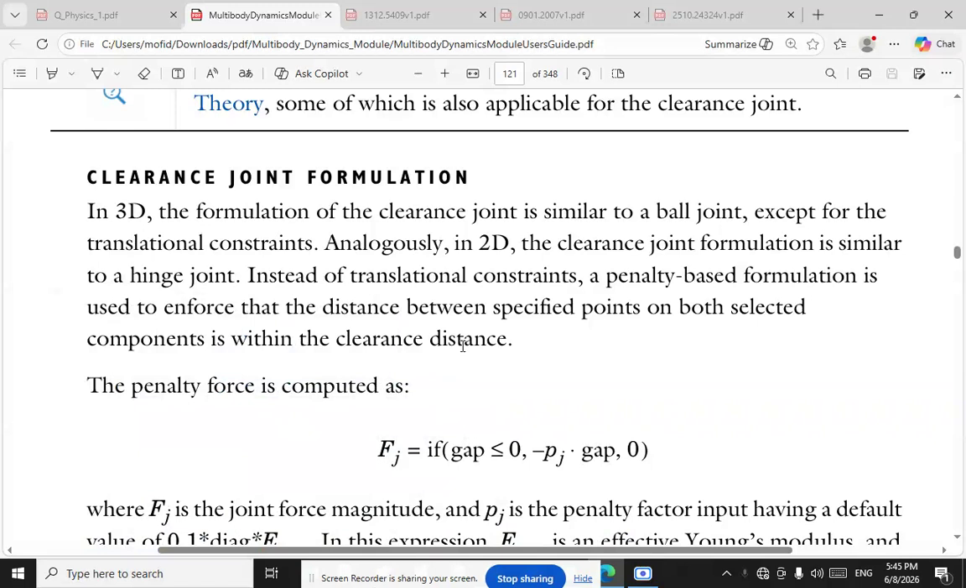The formulation of the clearance joint is similar to a ball joint except for the translation constraints. By analogy, in two dimensions the clearance joint formulation is similar to a hinge joint. Instead of translation constraints, a penalty-based formulation is used to enforce that the distance between specified points on both selected components is within the clearance distance.